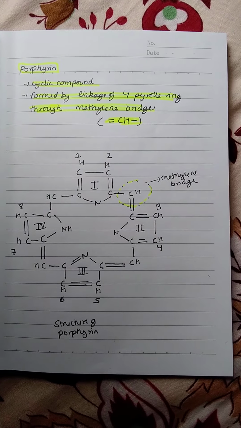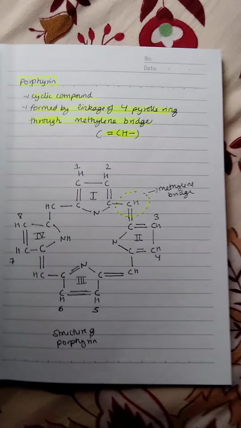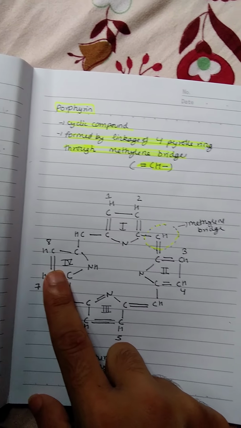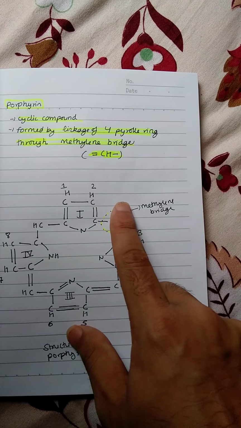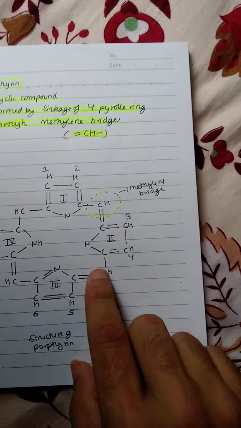See, porphyrin is a cyclic compound. It is formed by the linkage of 4 pyrrole rings by methylene bridges. You can see here 1, 2, 3, 4. These are the 4 pyrrole rings, and the one which is highlighted here is the methylene bridge that helps to connect the pyrrole rings. This is the basic structure of porphyrin.